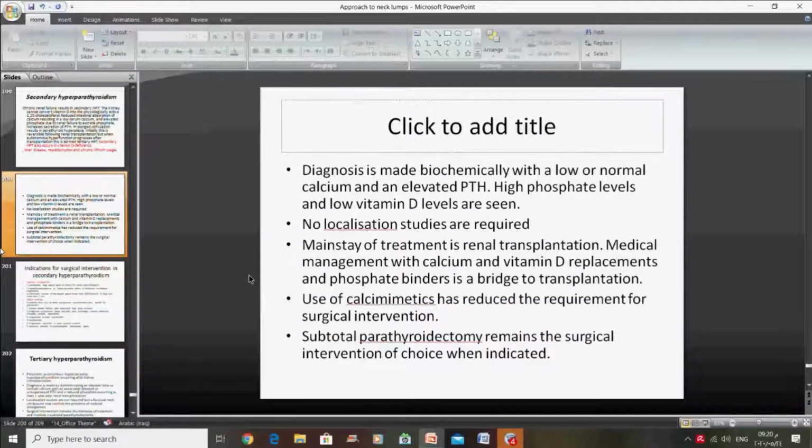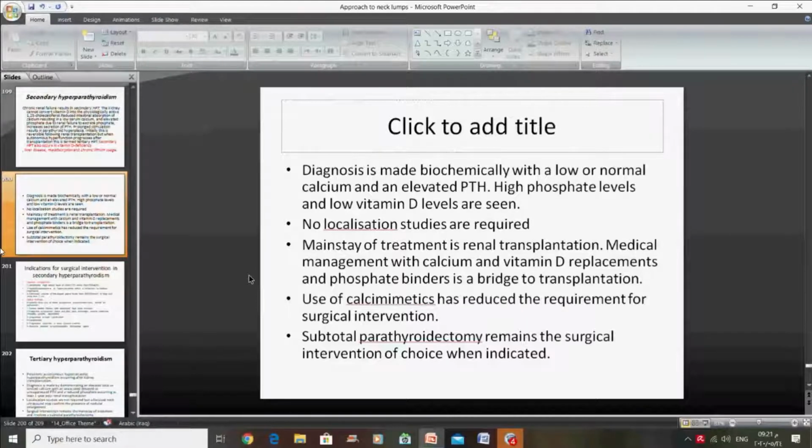هنا البايوكيميكال تيست شكو بيها low or normal calcium and elevated parathyroid hormone. هناك قلنا بالبرايمري high calcium and high parathyroid hormone. هنا low or normal calcium and elevated parathyroid hormone, high phosphates and low vitamin D. No localization studies are required.